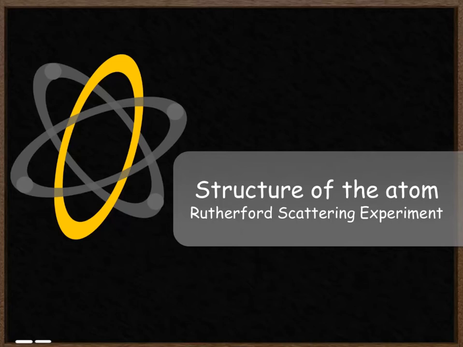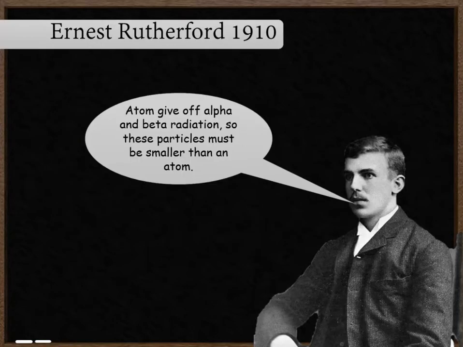In this video, we're going to be looking at the structure of the atom and how Rutherford discovered this with his scattering experiment. In 1910, Ernest Rutherford decided to investigate the structure of an atom. He noticed that atoms gave off alpha and beta radiation, so these particles must have been smaller than the size of an atom. Because they're smaller than the size of an atom, they could have been used to discover the size and structure of the particles inside.